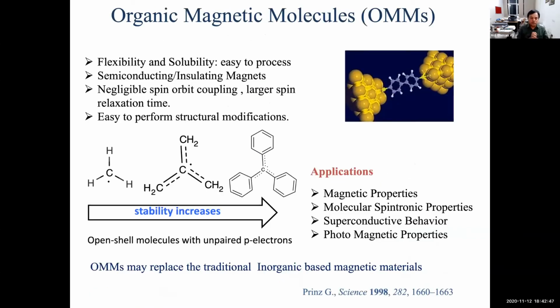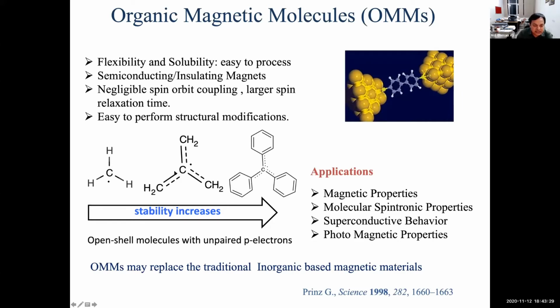Okay, now why do organic molecules which do not have any d shell still show magnetic properties? That's because one unpaired electron resides in the pz orbital. And generally, this kind of molecule is a very transient, high energy system. But if we do a little bit of engineering of this molecule, it could be stable at room temperature because of the delocalization.